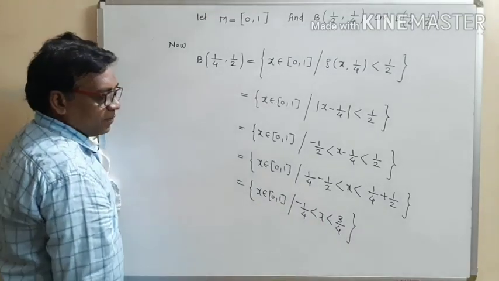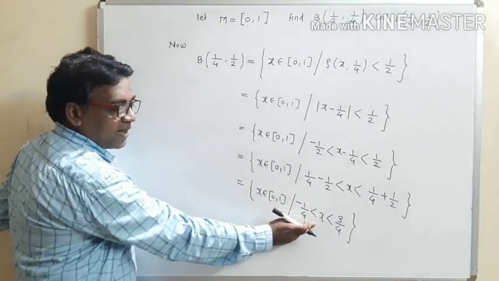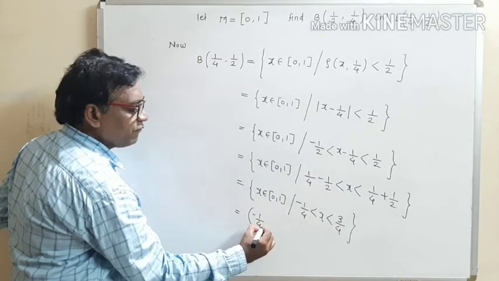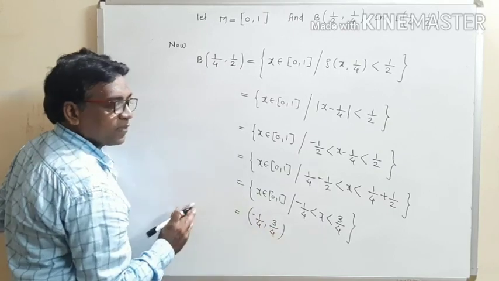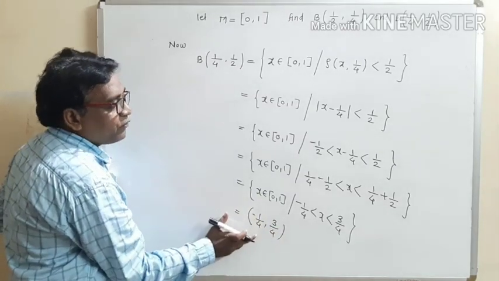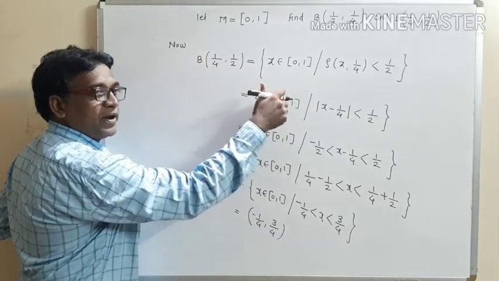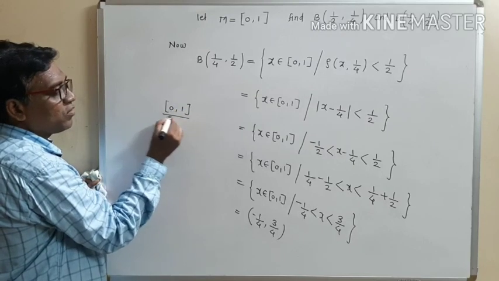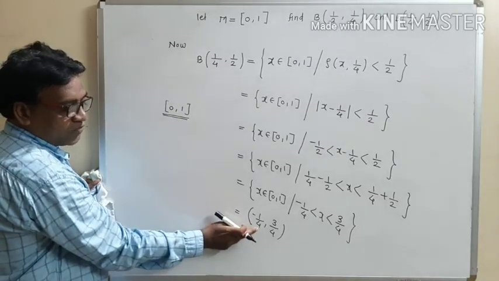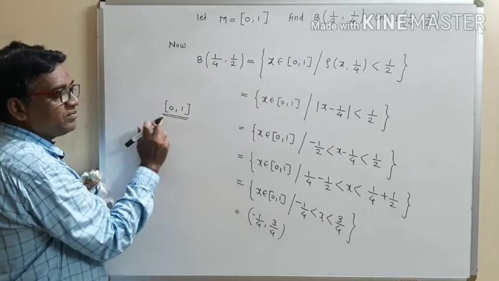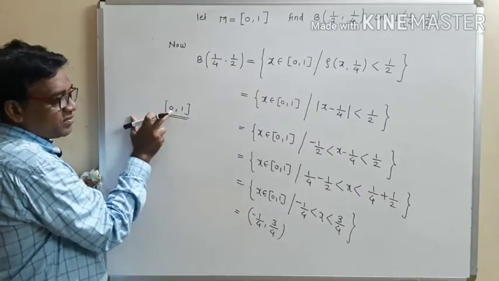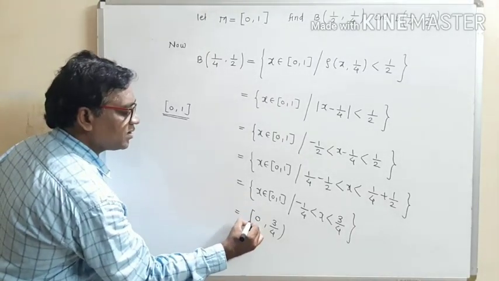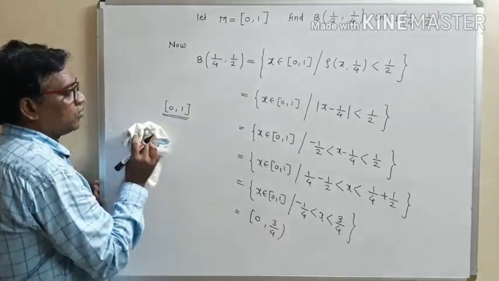So see what this interval is: minus 1/4 less than x less than 3/4. It is nothing but the open interval minus 1/4 to 3/4. But this minus 1/4 does not belong to the given metric space. Our metric space is the closed interval [0, 1], so this is our boundary, 0 to 1. This minus 1/4 is not included in the given interval, so just take 0. Instead of minus 1/4, write 0, closed at 0 and open at 3/4. So this is our open ball.